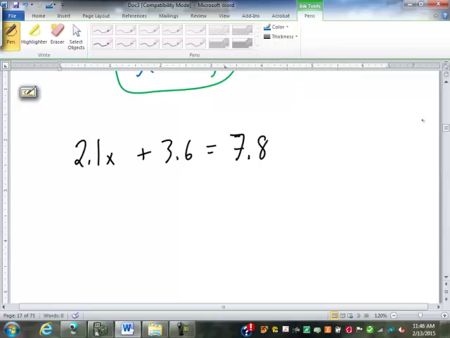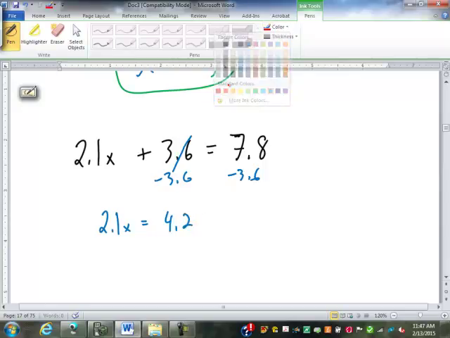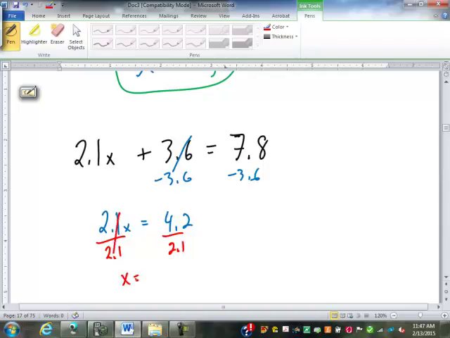So here, again, it looks a little bit ugly, but it's just decimals now instead of whole numbers. Process is going to be exactly the same. First step, subtract 3.6. 2.1x equals 4.2. Divide by 2.1. X equals 2.